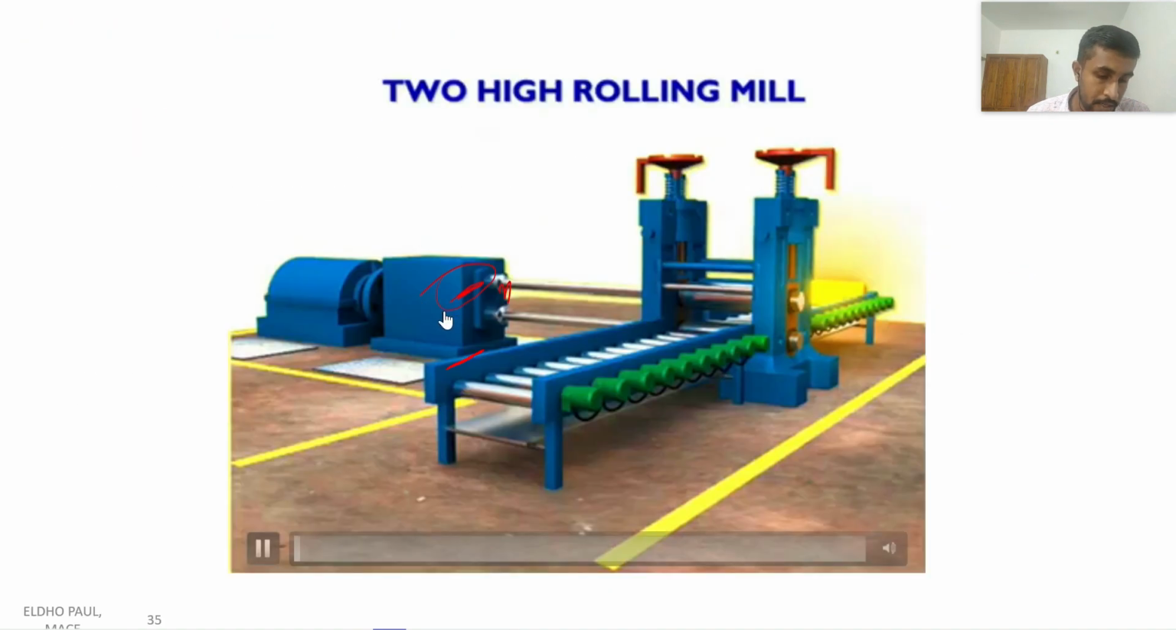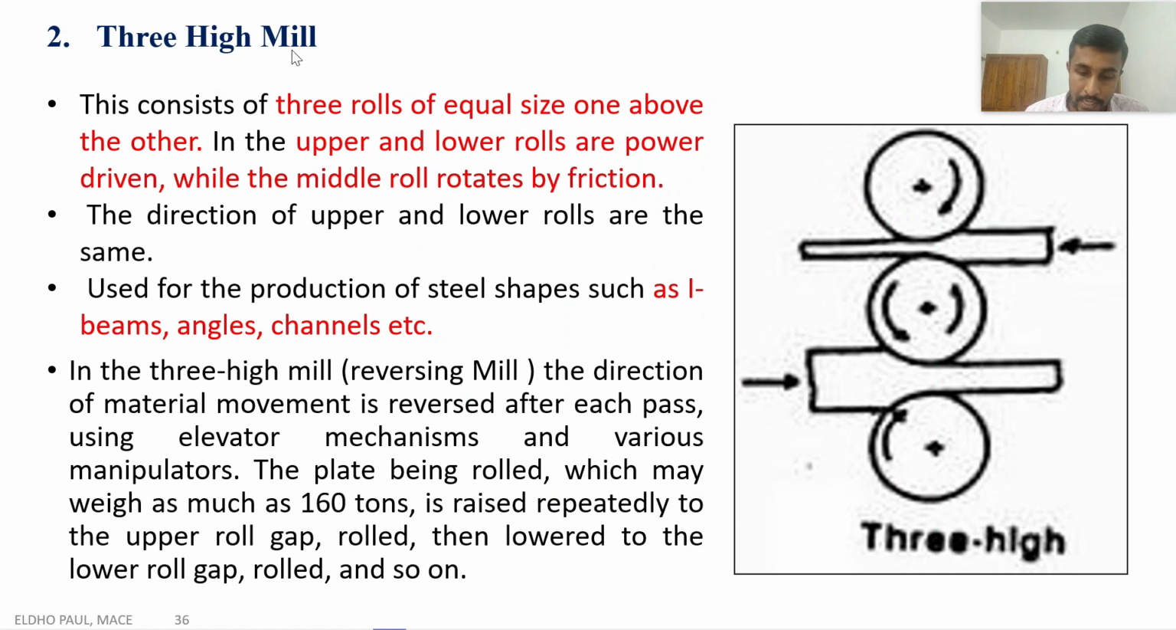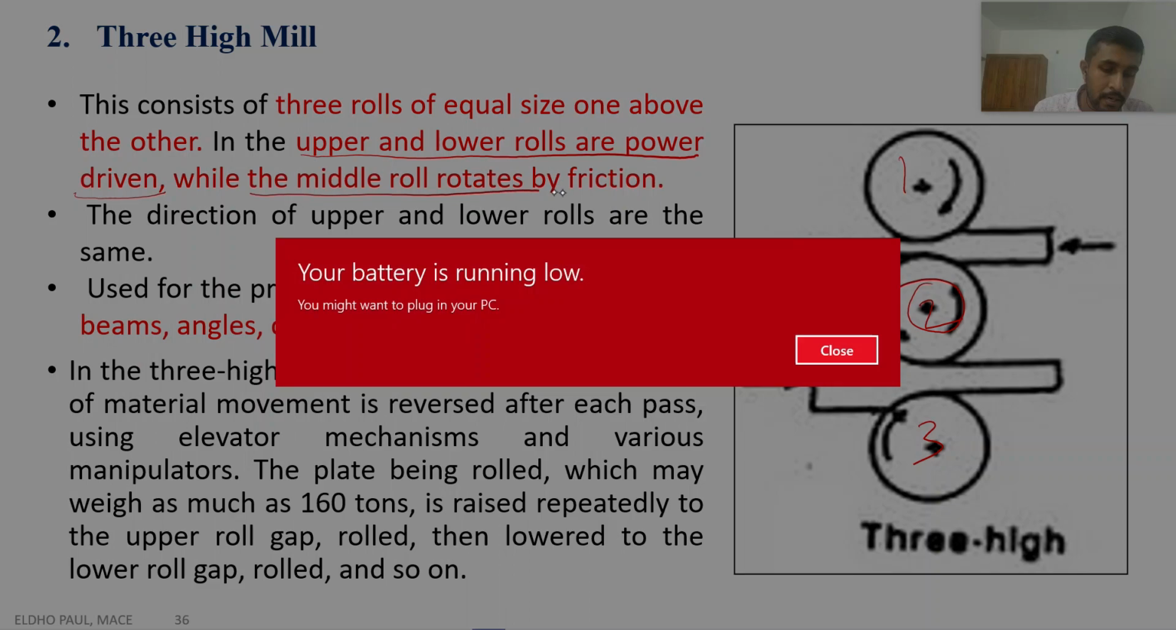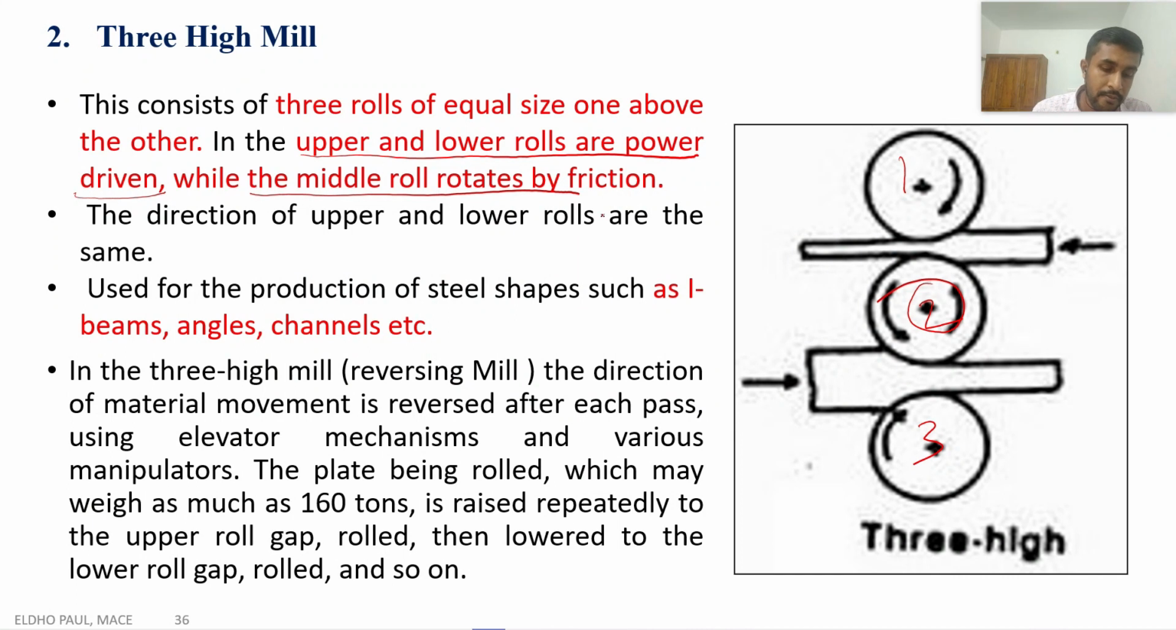Next one is the three high mill. In the case of the three high mill, we have three rollers: roller one, two, three. Out of this, roller two is actually a dummy roller. The upper and lower rollers are power driven, while the middle roller rotates by friction. The direction of the upper and lower rollers is the same, while the middle one is in the opposite direction. This is used to produce I-beams, angles and channels.